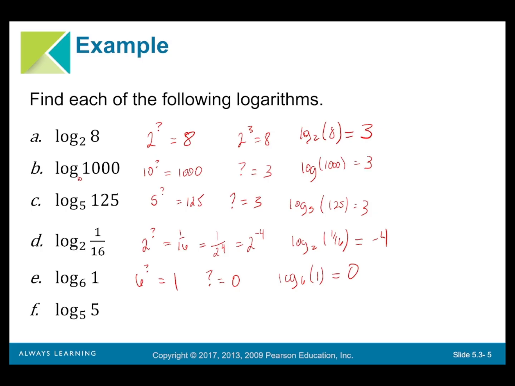Lastly, we have our base is 5. 5 to the question mark equals 5. Well, of course, 5 to the first power is what gives us 5. So log base 5 of 5, that's just 1. So all these logs that look pretty complicated really just came down to a practice of what exponent of our base brought us there. Now, they don't always shake out like this, and I will show you how to plug these into your calculator as well.